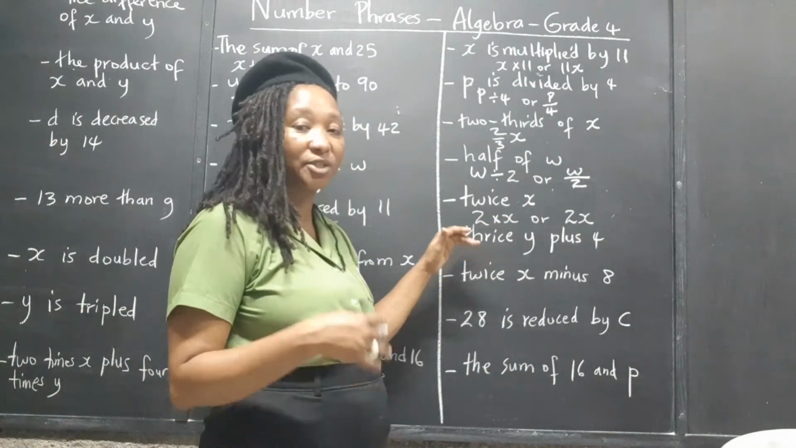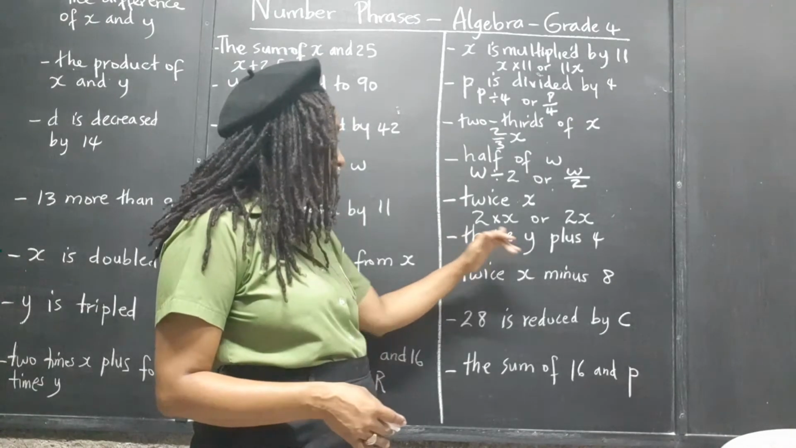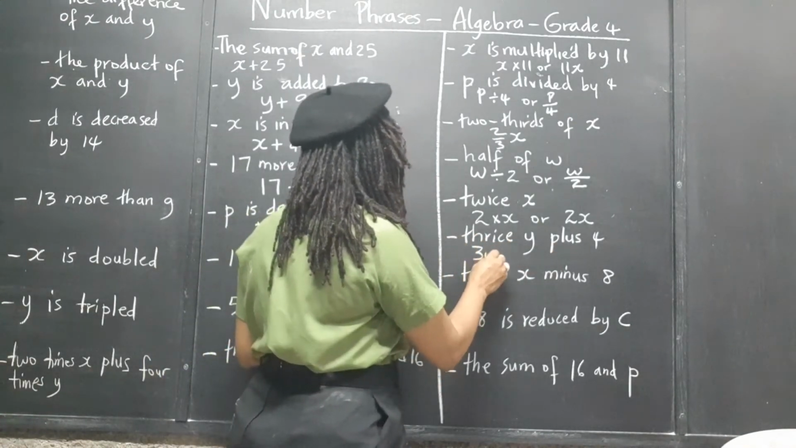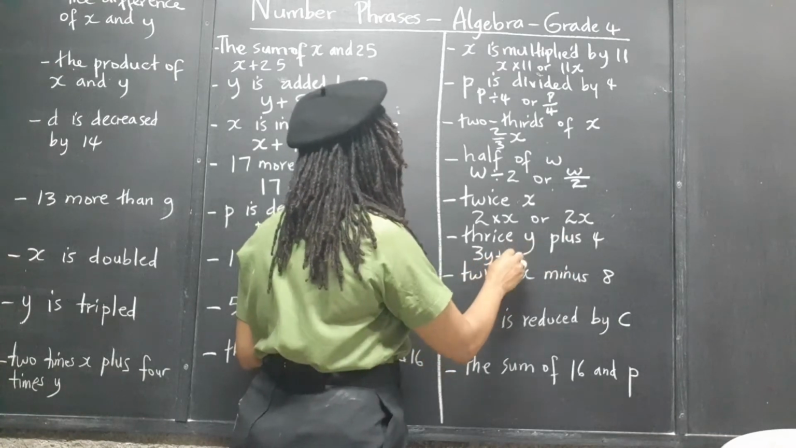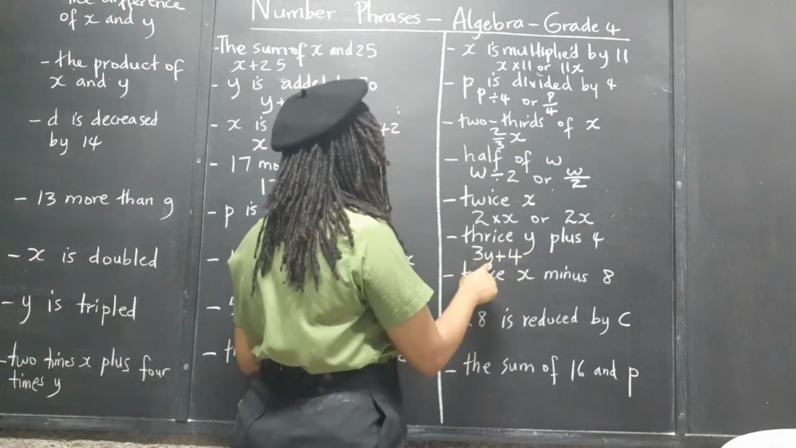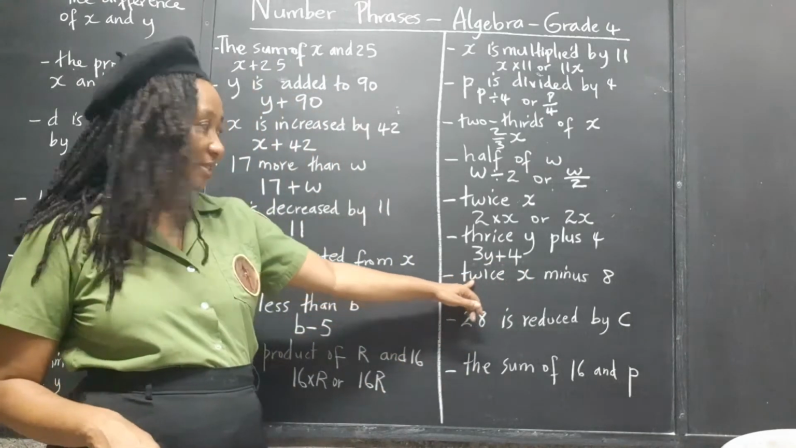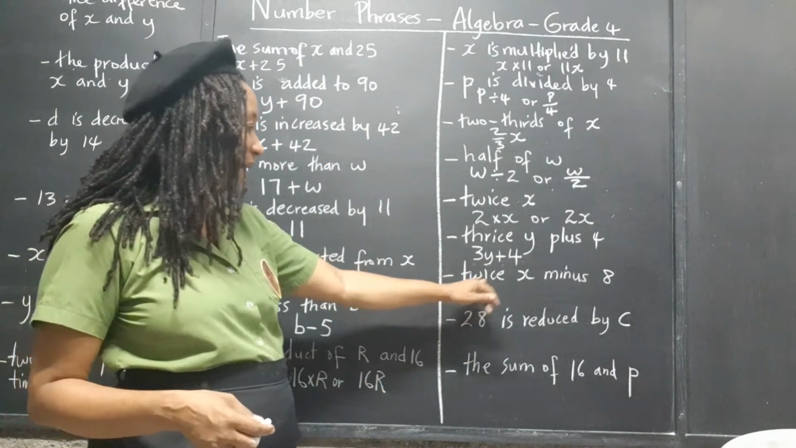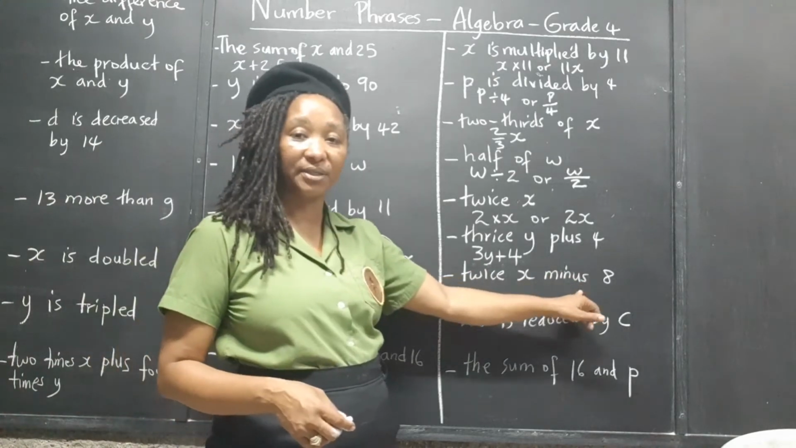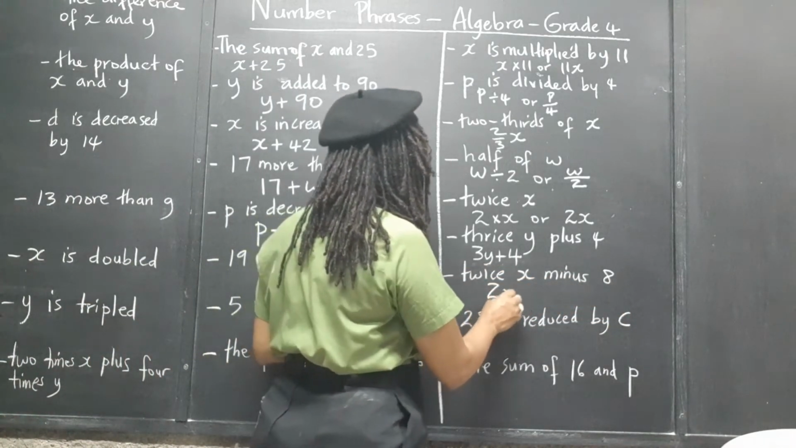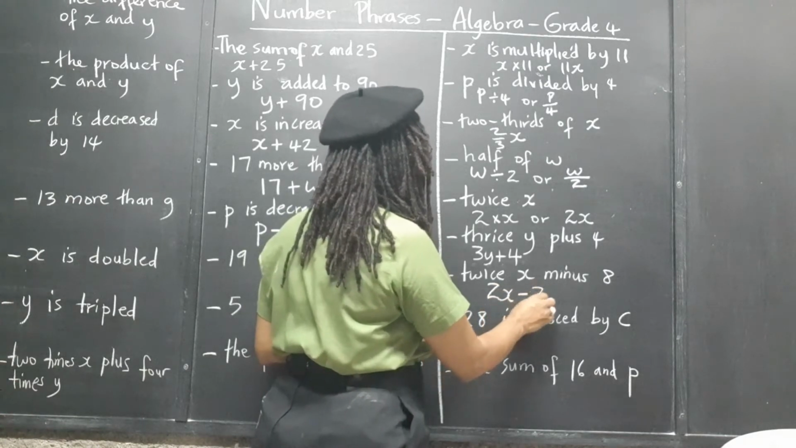Thrice means 3 times. So thrice y plus 4. 3 times y plus 4. Thrice y plus 4. Twice means 2 times. So twice x minus 8. Twice x, 2x minus 8.